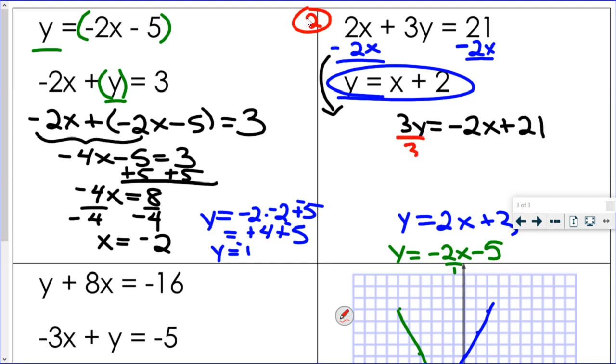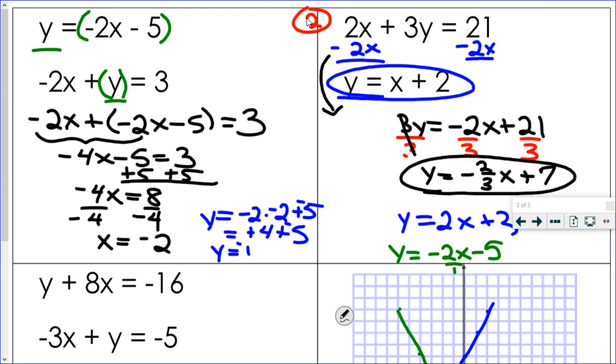Okay. Then we're going to divide everything by 3. The y's cancel. Y equals a negative 2/3 x plus 7. And this is another nice one because the y-intercept is on the graph. So this could be done by substitution or graphing. I'm just kind of going to tell you either way, that works as well.